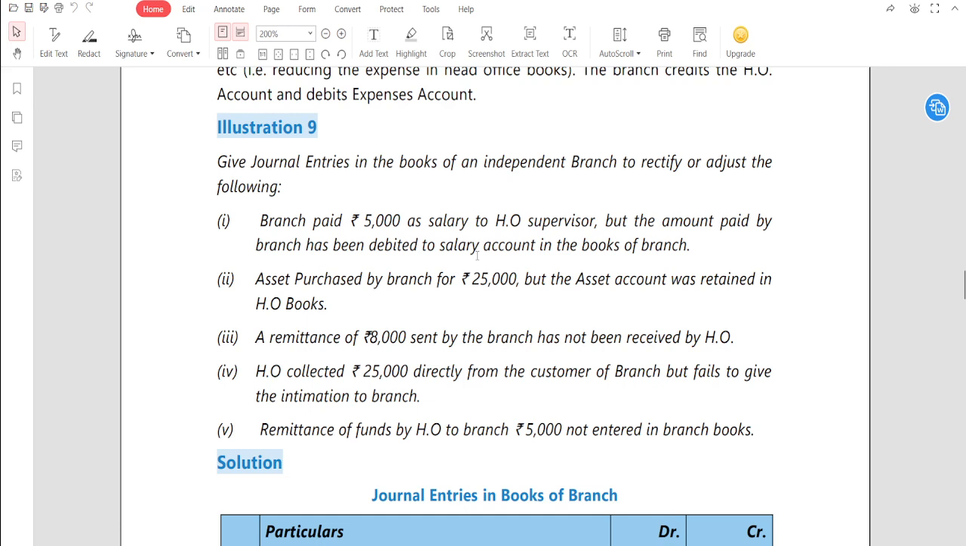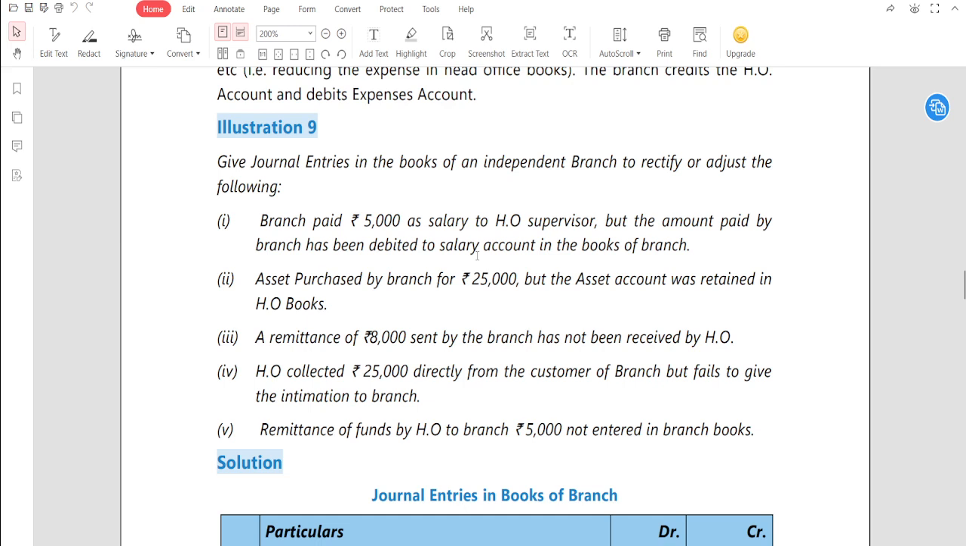HO collected 25,000 directly from the customer of branch, but fails to give the intimation to the branch. Now, remittance of fund by HO to branch: remittance of fund rupees 5,000 to branch not entered in the branch books.